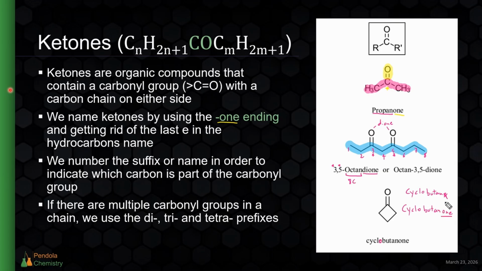So we replace that ending, or we add the ending of one and e. But the rest is the same. We still use those same nomenclature rules that we learned earlier. So that's for ketones. Slightly different than aldehydes, and we do need to put a numbering unless it's something like propanone.